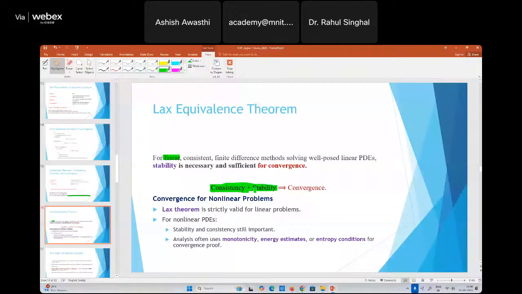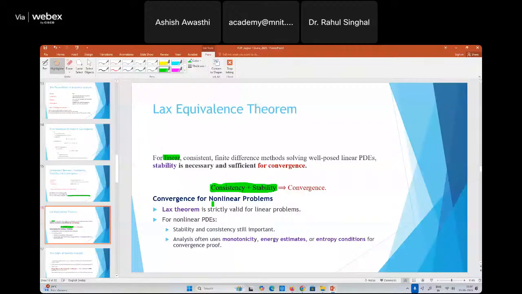If it is not linear, we can't say. Please note that the Lax equivalence theorem is applicable only for linear partial differential equations. If it is a non-linear PDE and you have consistency and stability, there is no guarantee about the convergence. It may or may not be there. So how to do it for a non-linear problem? Again, this is a big lecture. For the convergence of a non-linear problem, there is no straightforward way. There is no direct theorem or result which tells about the convergence of non-linear problems. It depends on the numerical method.